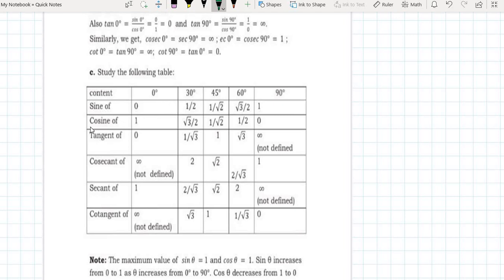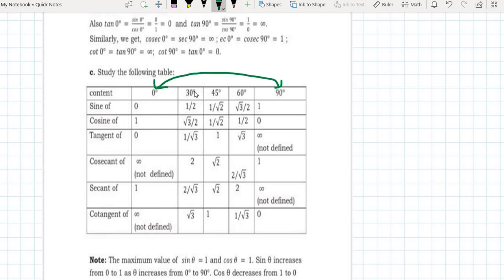Now we have to consider cos. Cos 0 degree, cos 30 degree, cos 45 degree, cos 60 degree, and cos 90 degree. If you observe the table, sine 0 degree is 0, that is also equal to cos 90. So sine 0 is connected with cos 90.